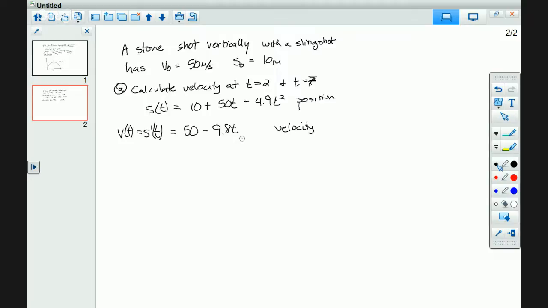How do I calculate velocity at 2? Yeah, close to it. That's all we have to do now. What are my units? Anybody else? Oh, what's the derivative of a constant? Bye-bye.